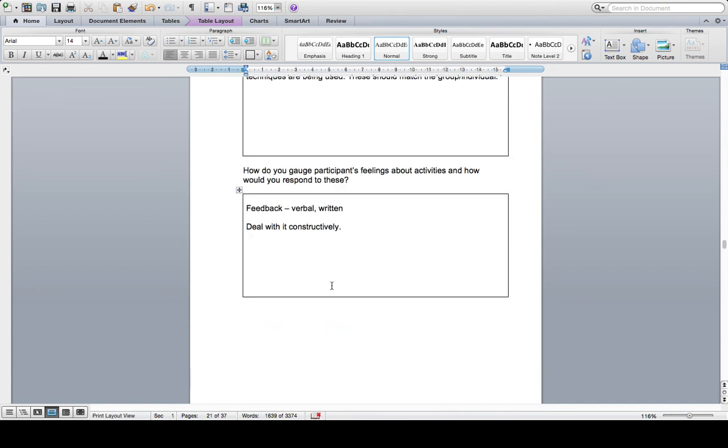Next up, how do you gauge participants' feelings about activities and how would you respond to these? As we've said before in previous boxes, you would ask for their feedback. It could be verbal, or you could give them a survey, written feedback, where they can raise their concerns if they have any, or maybe they want to praise you. They might want to say, this is going really well, I'm really enjoying this, can we do some more of this?